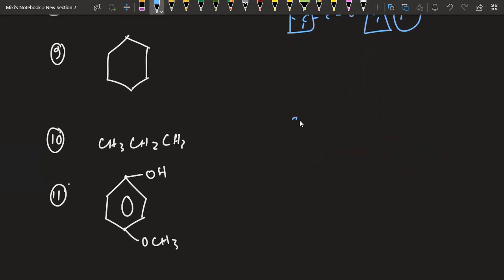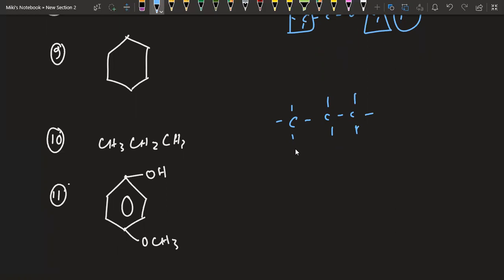Number 10, we have CH3, CH, CH3. Now try this one by yourself. Pause the video for a few seconds. Try this one. See if you can understand, based on the previous information, what these atoms are and how many environments there are. Were you able to answer this?